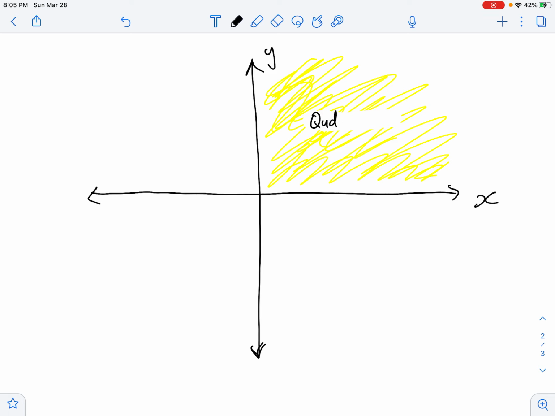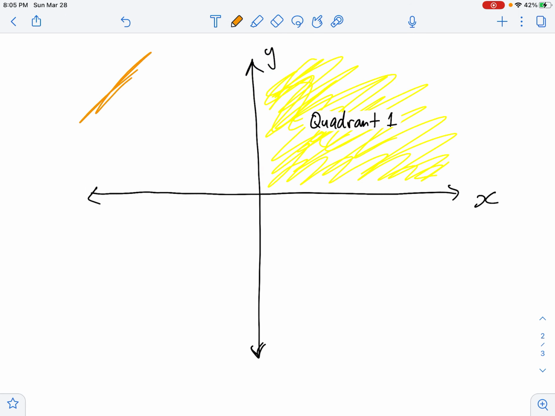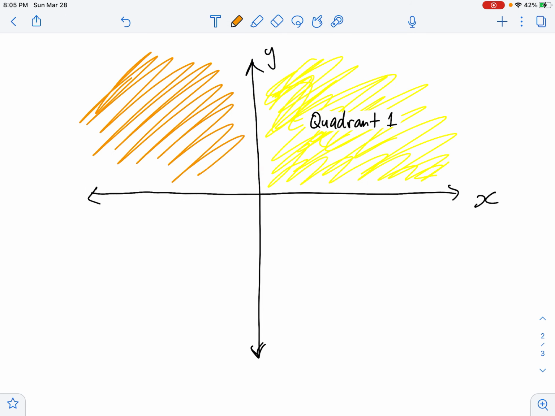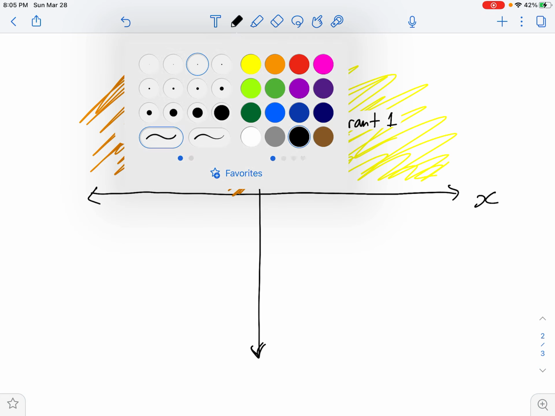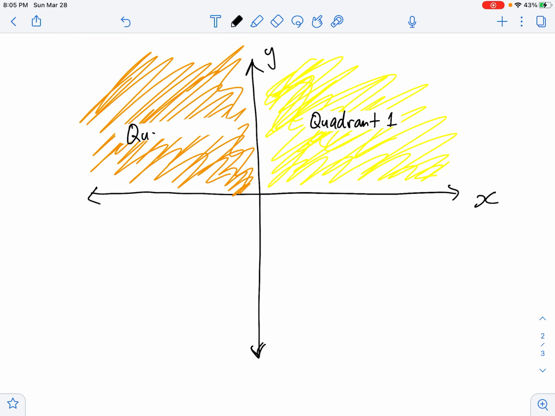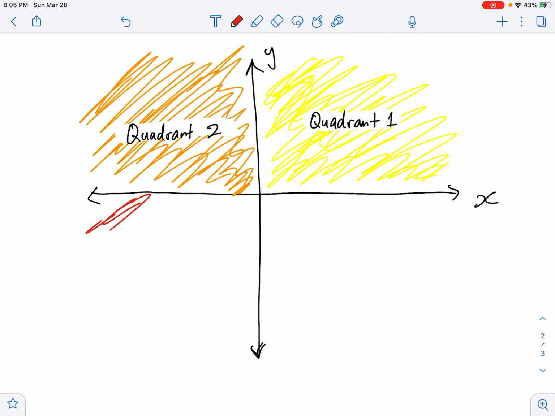Whoa, how do you spell quadrant? Quadrant 1. This section over here, as you go counterclockwise, that quarter right there is called quadrant 2, and so on and so forth.